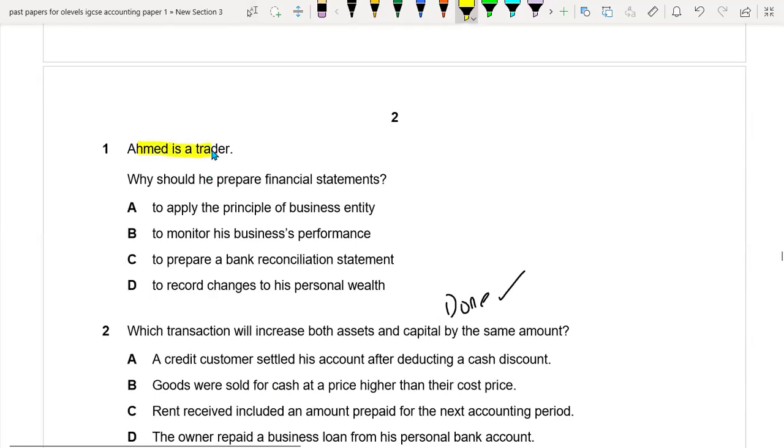Okay. So Ahmad is a trader. Why should he prepare a financial statement? Okay. First of all, to apply the principle of business entity. No, because business entity always applies upon the drawings. To monitor its business performance. Yes, for this we are doing this. To prepare a bank reconciliation statement. For a bank reconciliation statement, we do not prepare the financial statements. To record changes to his personal wealth. Personal wealth is not linked with the business, so that's why it is not recorded. It is not the purpose for preparing the financial statement. So B is most probably the right option.